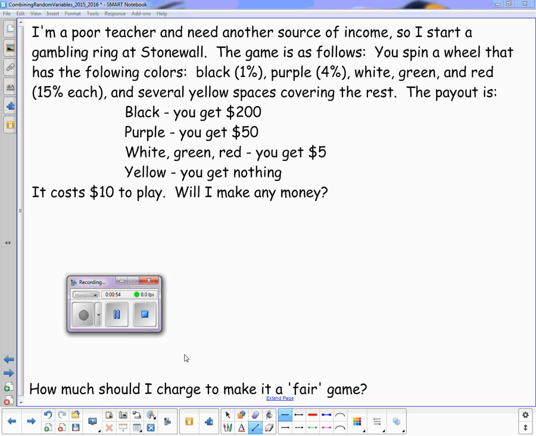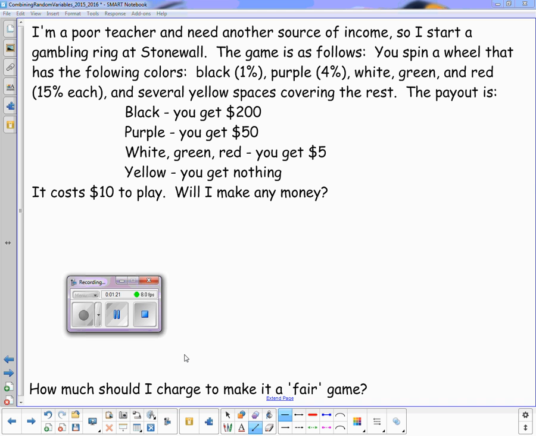All right. And if I land on the purple spaces, or 4% of the wheel, I get $50. $5 on white, green, or red, and on yellow, you get squat. But I'm going to make it cost $10 to play. Okay, am I going to make any money? Okay, let's figure that out.